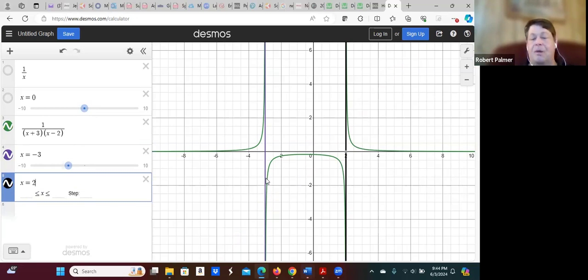Now, sometimes functions could approach the asymptote from the same direction on both sides. That happens sometimes, but in this case, they don't. So going back, as we saw here, we approach negative 3 from the left, it goes to positive infinity. Approach negative 3 from the right, it goes to negative infinity.